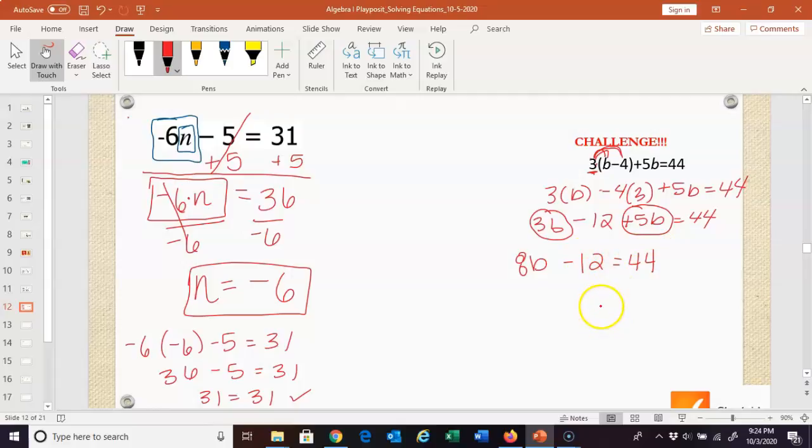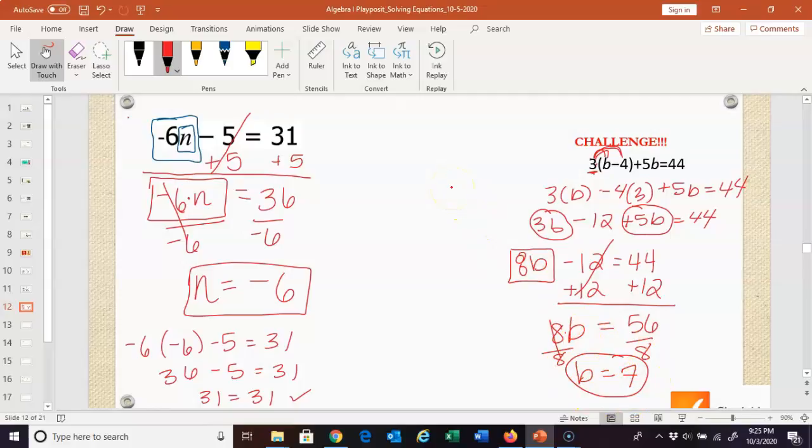Now we have something very similar to this example that we just did. We're going to get the b term all by itself. So this is a -12. The inverse or the opposite of -12 is +12. And remember, we have to do it to both sides. So bring down the 8b. This is 56. Now this is 8 times b. The inverse of multiplication is division. So we'll divide both sides by 8. And finally, we get b is 7.